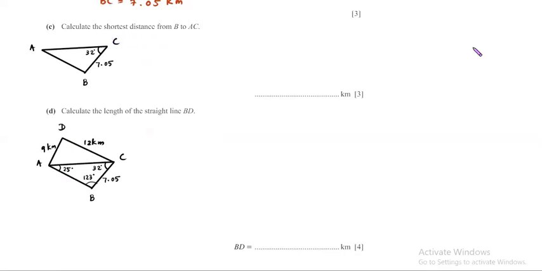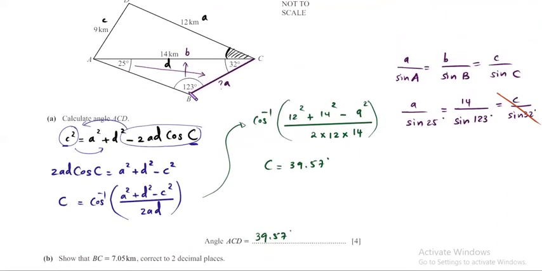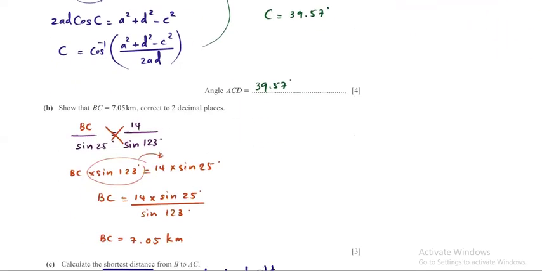We need to calculate the shortest distance from B to AC. So in trigonometry, like shapes related to geometry, if they mention this term shortest distance, it means that they're referring to the perpendicular height. So in the question, they're asking the shortest distance from B to AC. So this is where B is, this is where AC is, which means they're asking us to calculate the perpendicular height of this line here. That's the meaning. Now I have drawn this diagram at the bottom here.